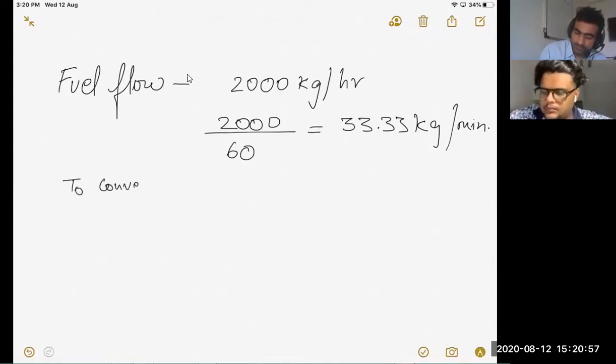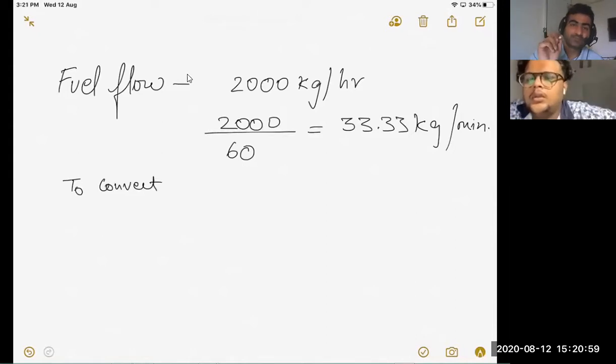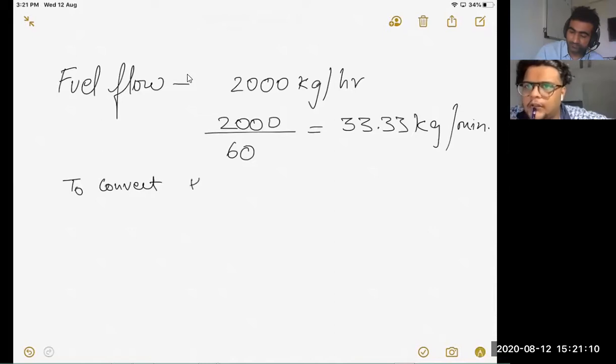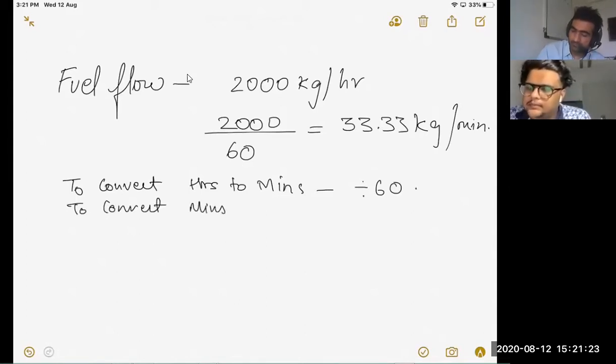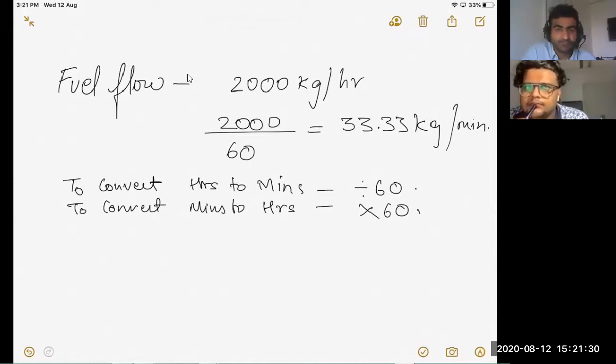Remember this. This thumb rule has universal application. You can use it anywhere. In the examination, you have to be on the lookout for it. To convert hours to minutes, divide by 60. To convert minutes to hours, multiply by 60. Remember, we just saw it from the above example. The thumb rule stands true.